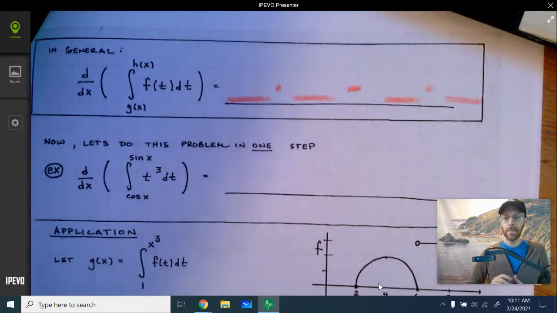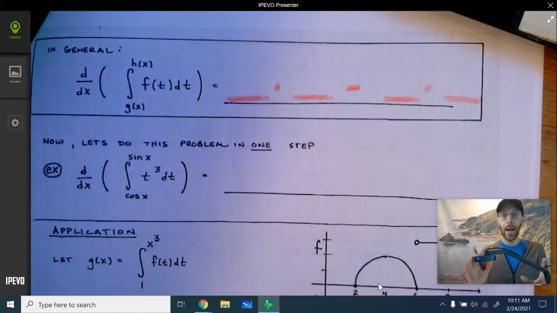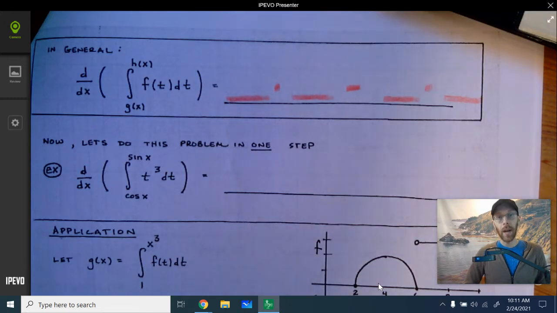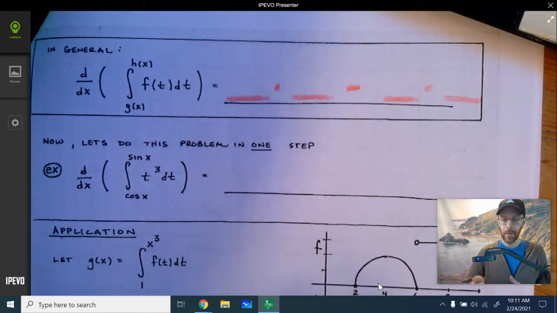Pause the video for a second. See if you can write that on your own. And then when you're done, unpause and you'll find out if you're right or not.